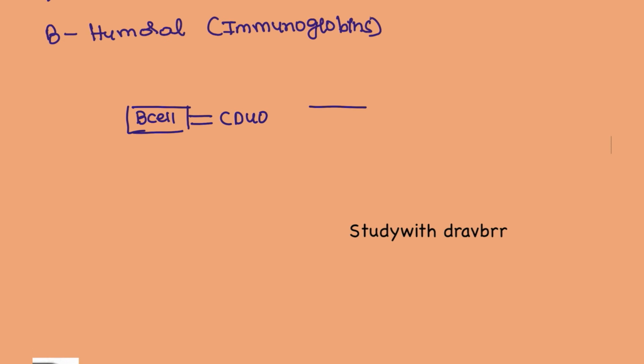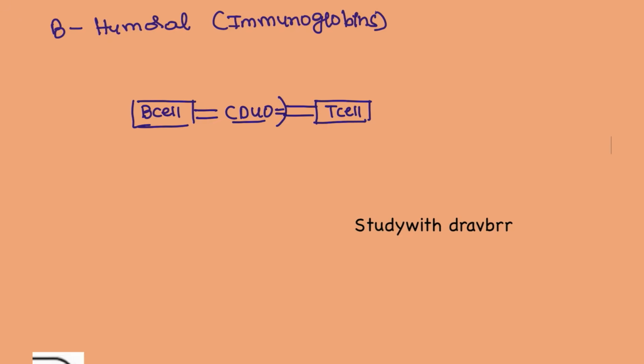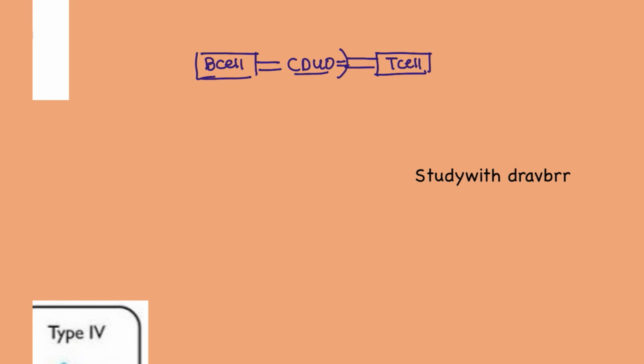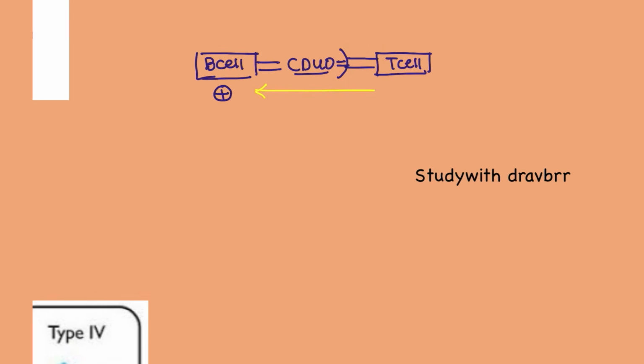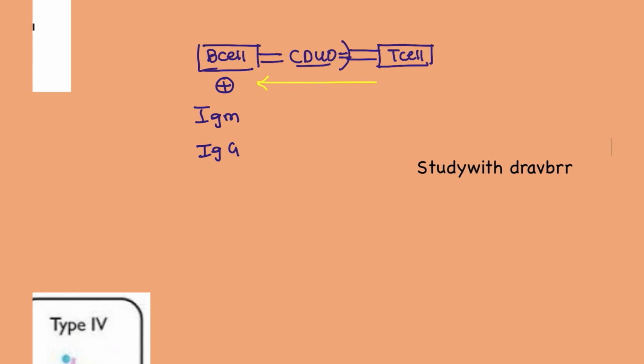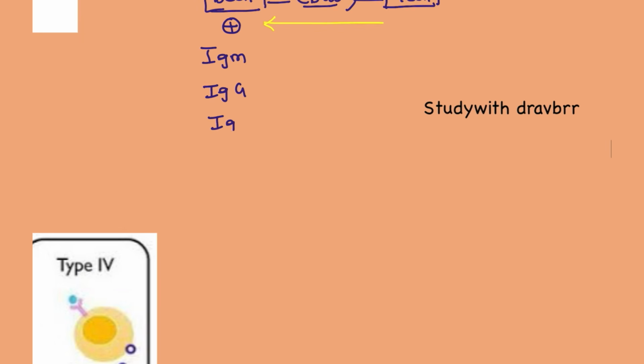And next, this is the T cell. The T cell is also going to connect with this structure, the CD40. Once the CD40 is connected, signals come from the T cell to the B cell to produce more and more immunoglobulins. Once activated, they produce IgM first, then IgG, followed by IgA, D, and E.